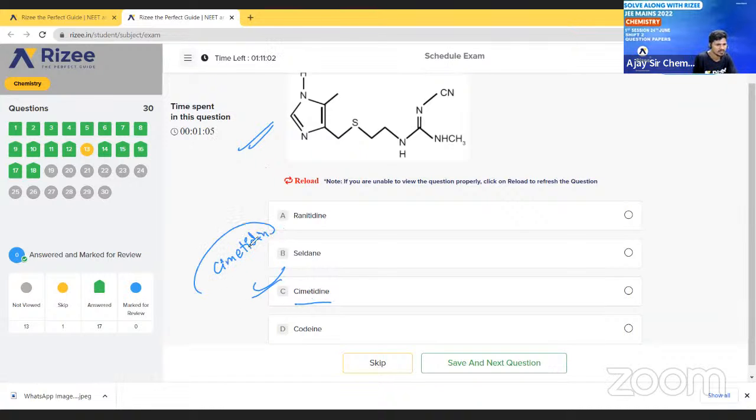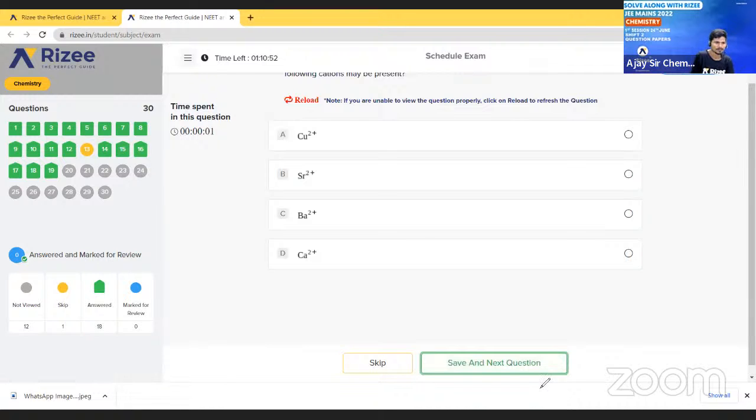Cimetidine. What is the name of this structure? Cimetidine. Okay, so very simple. Option C is the correct option. Let us go to the next question.